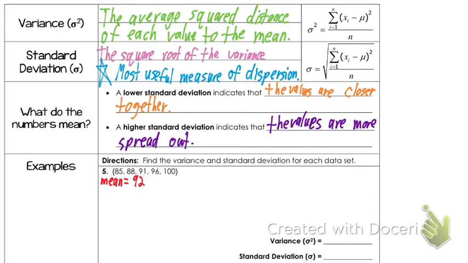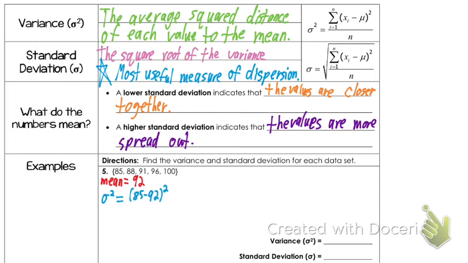So we add all those up, divide by 5, and we get 92. Now the variance is that little sigma with the squared. What we're going to do mathematically here is still subtract each data value from the mean. So the first one is 85 minus 92. This time, instead of putting it in absolute value, here's what we're going to do. Put the difference in parentheses and square it.